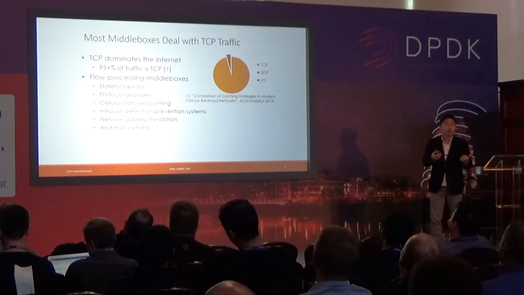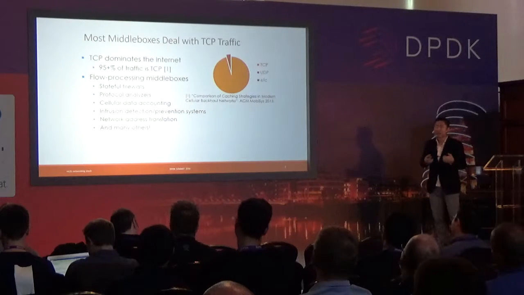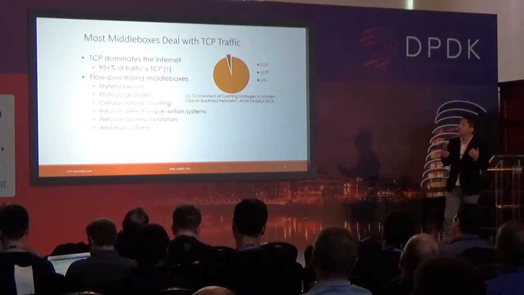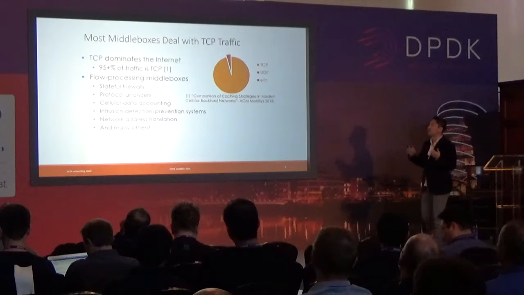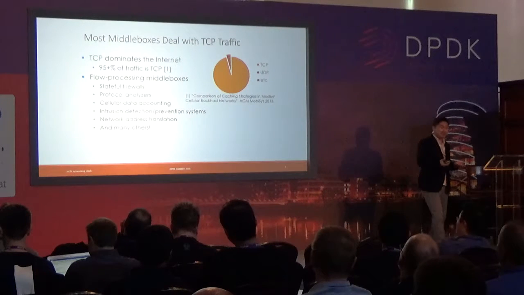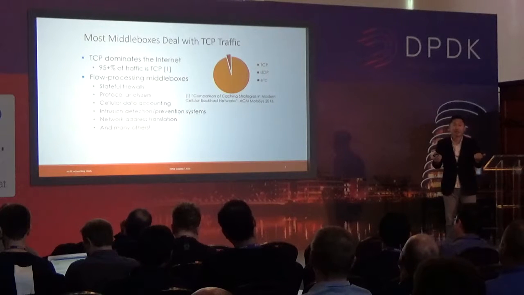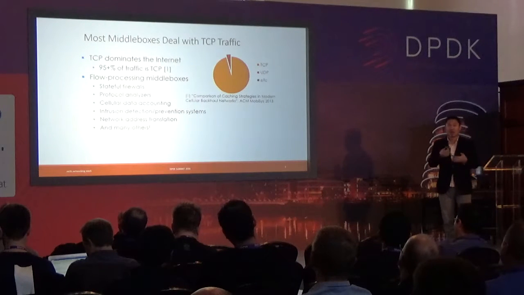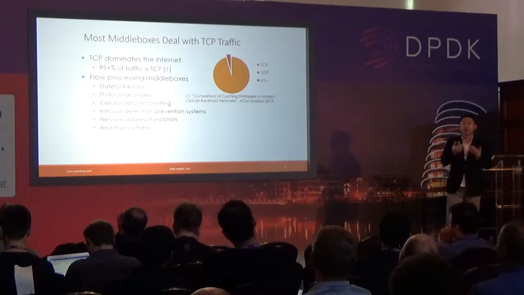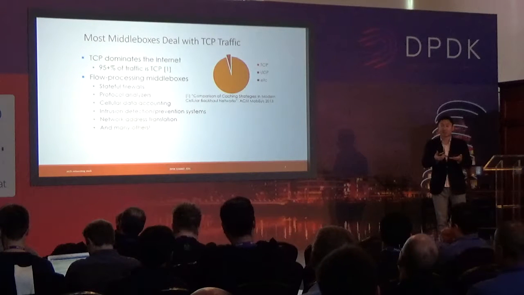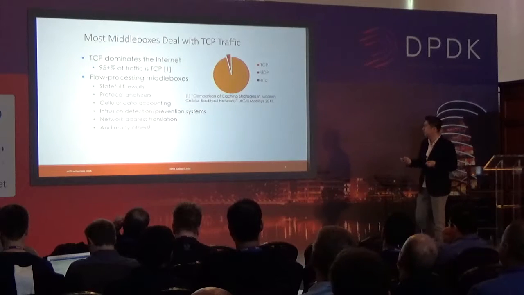So not surprisingly, there are lots of TCP flow processing middleboxes, like stateful firewalls, protocol analyzers, cellular data accounting, which we'll talk about soon, intrusion detection and prevention, even network address translation, right? They need to keep track of the flows. Why? It looks like a packet level middlebox, but actually they need to do flow management because they want to block unwanted packets, right? Packets that don't belong to any of the active connections, you need to block them, right?